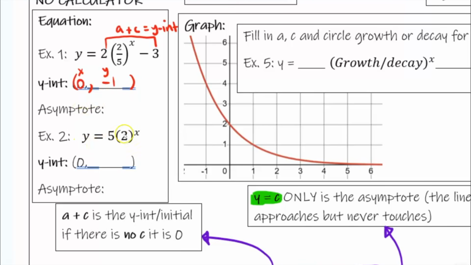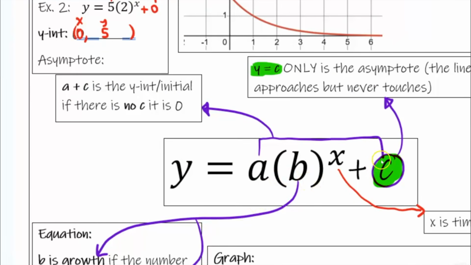Okay, what is the y-intercept in this case? And I'll come back to asymptote. What is the y-intercept? Again, it's a plus c. And if there's no c, it is a 0. So a plus c is equal to the y-intercept. And yes, you need to write this down. I'm saying it 1,000 times so you can write it down. 5 plus 0 is 5. So once again, the x is equal to 0. And my y-intercept, where it crosses the y-axis, is equal to 5. So that is my y-intercept.